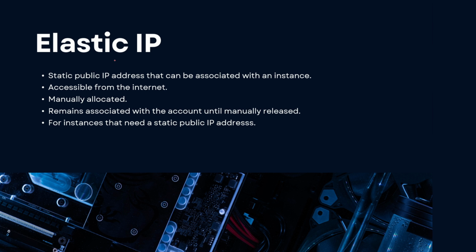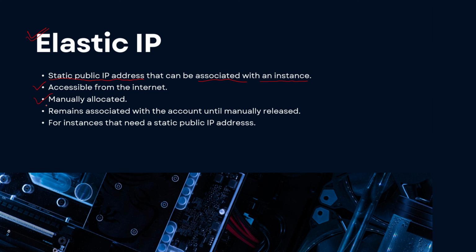Now moving on, we're going to look into Elastic IP. Now what is Elastic IP? Elastic IP is basically a service or a feature provided by AWS wherein you can get a static public IP address reserved for your EC2 instance. And then you can associate that static IP address, or Elastic IP, with your instance. This allows your instance to be accessible from the internet.